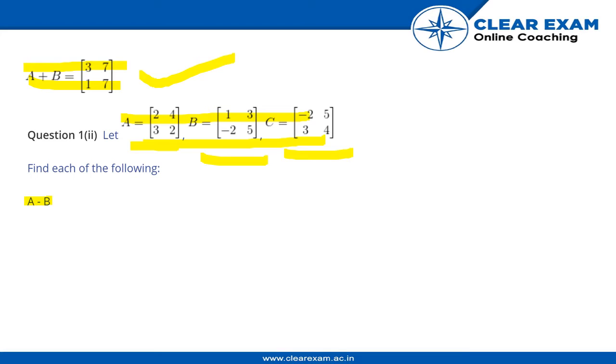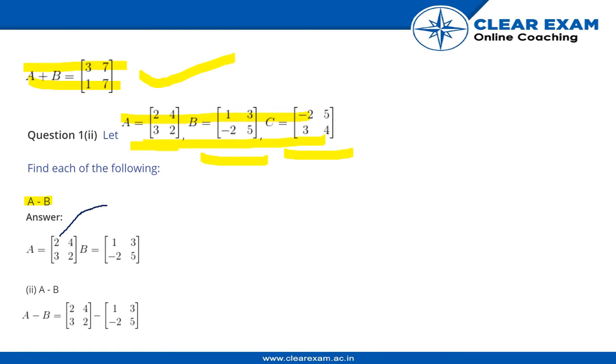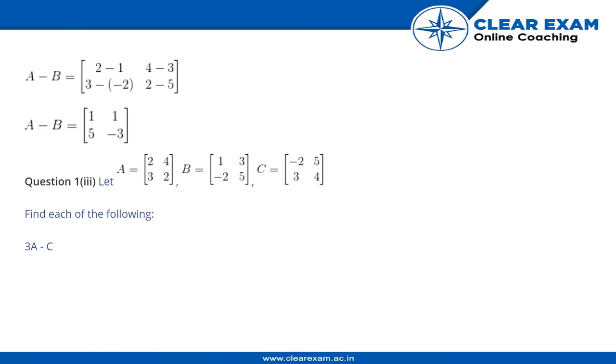So let's perform the subtraction operation. Okay, so we subtract the corresponding elements only. I mean, we subtract 1 from 2, we subtract 3 from 4, we subtract minus 2 from 3, and we subtract 5 from 2. So we must get our answer as 1, 1, 5, and lastly 2 minus 5 is equal to minus 3. Let's see what our answer is. Okay, yeah. So we got the same answer as they have: A minus B is equal to 1, 1, 5, minus 3. So this part is done, I hope.